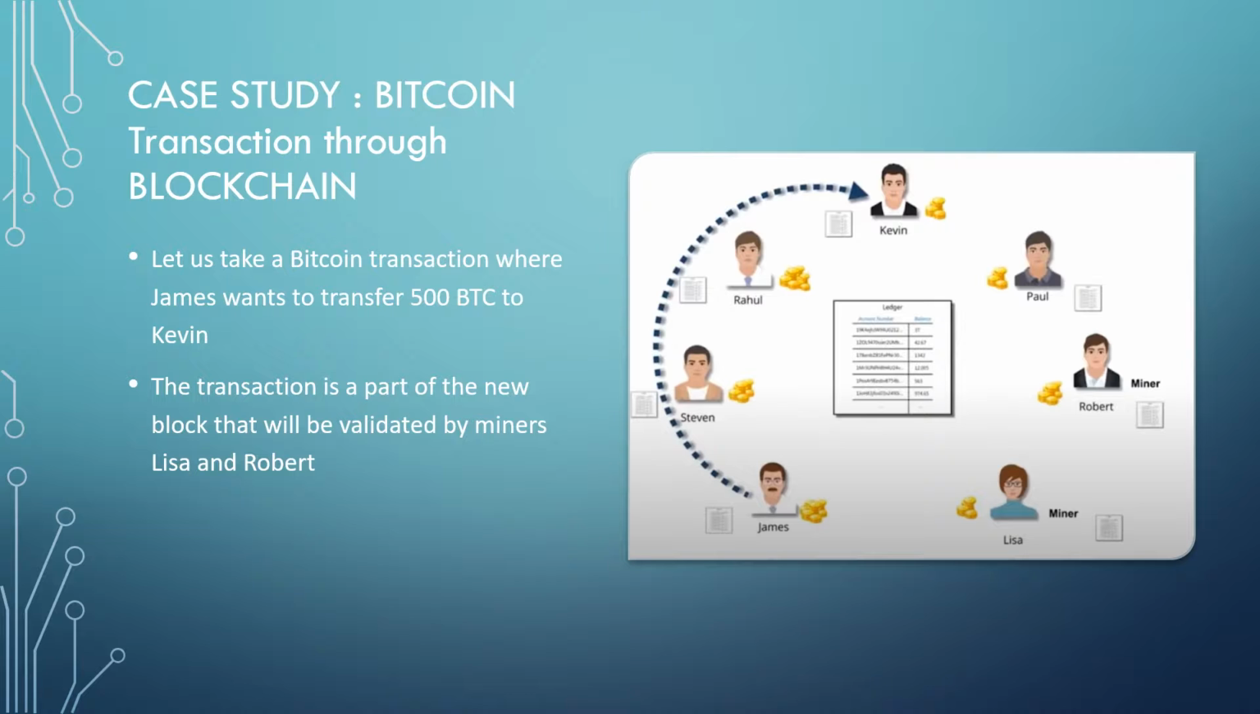Robert and Lisa will verify whether James has a sufficient amount in order for the transaction to take place. Because let's say James doesn't have 500 bitcoins, or he has 100 bitcoins, or any amount less than 500 bitcoins, the transaction cannot take place. So this validation will be done by the miners. Lisa and Robert are the miners in this case.